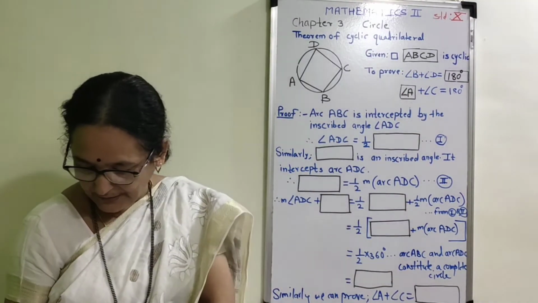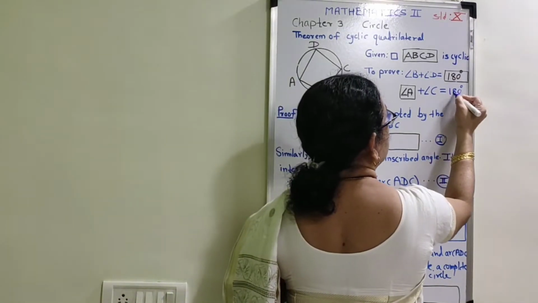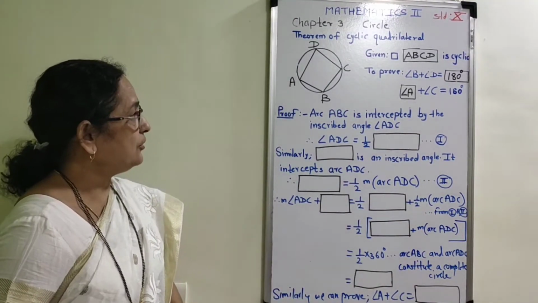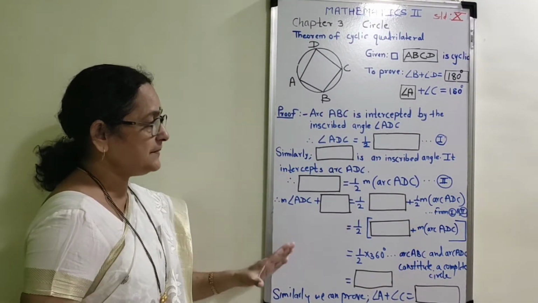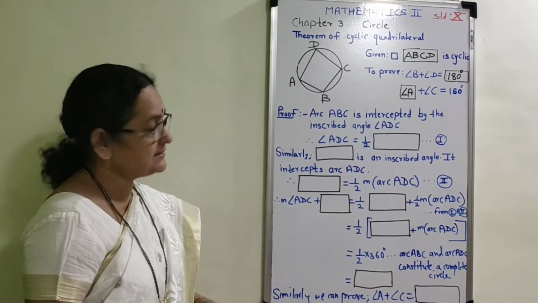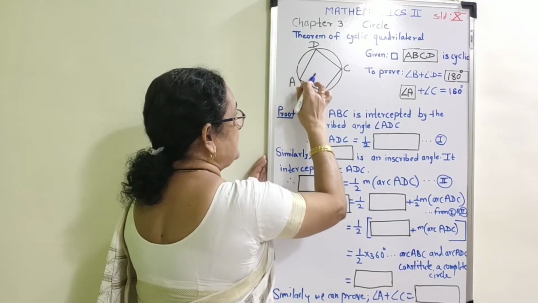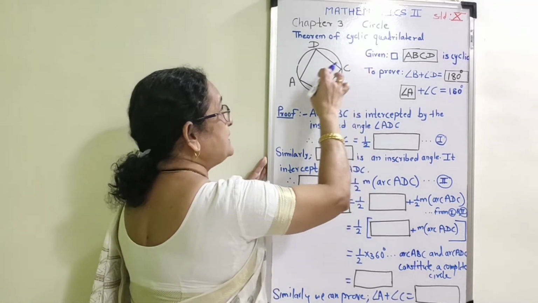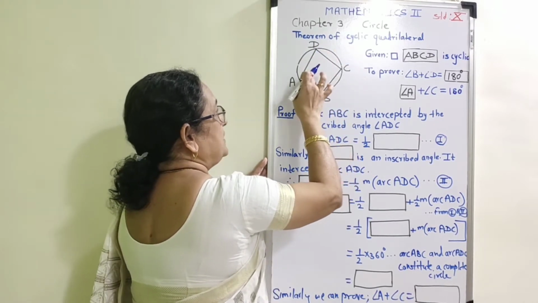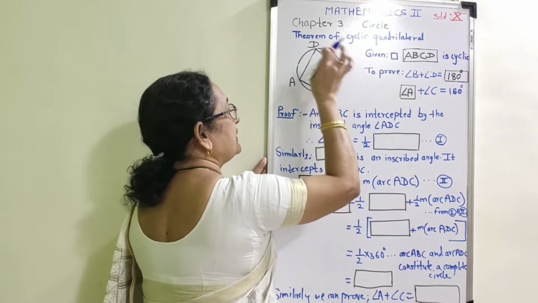Now I have taken the statement on the blackboard that this addition is 180 degrees. Now observe the figure on the blackboard. I am going to explain the entire proof first, then we will fill up the blanks. Observe the given figure. Here arc ABC is intercepted by the inscribed angle ADC. This is inscribed angle ADC, and this angle intercepts the arc ABC.